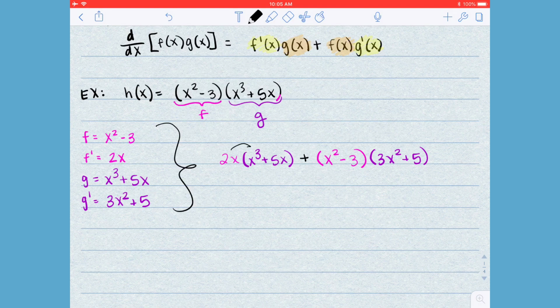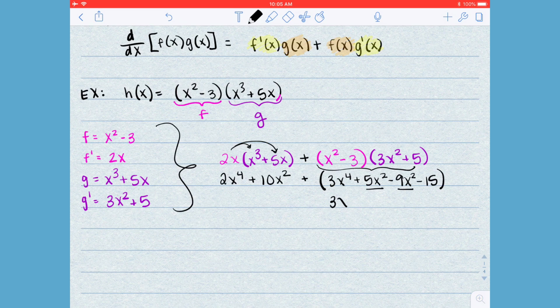So I'm going to distribute my 2x to both terms, and that ends up with 2x to the 4th power plus 10x squared. And here I'm going to need to FOIL. So that is going to give me 3x to the 4th power plus 5x squared minus 9x squared minus 15. And then if I combine my like terms, I end up with 3x to the 4th minus 4x squared minus 15. And that is being added to my 2x to the 4th plus 10x squared.